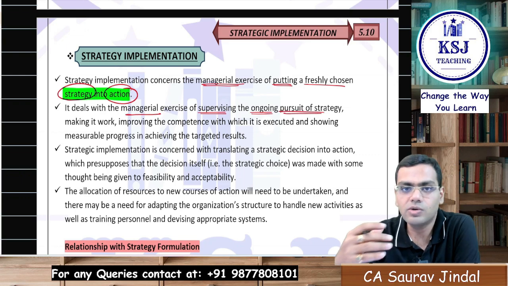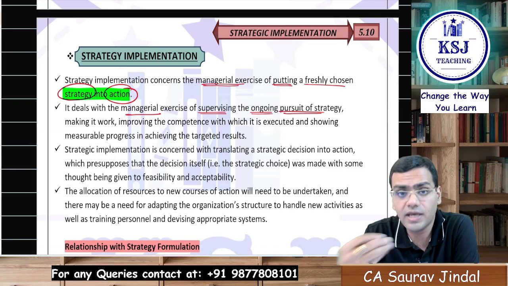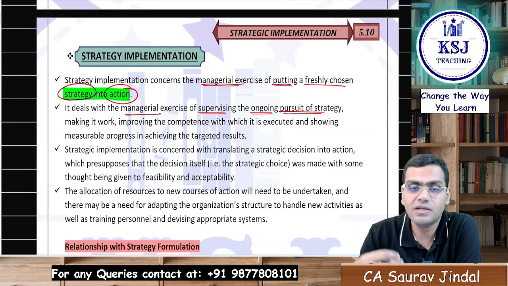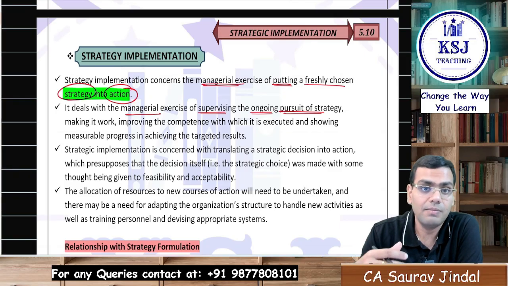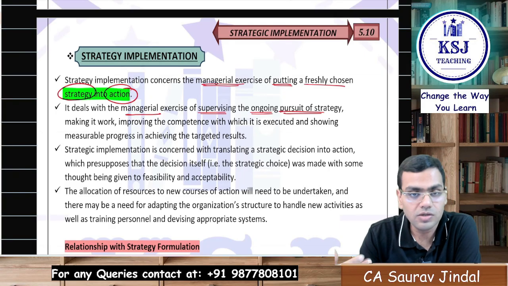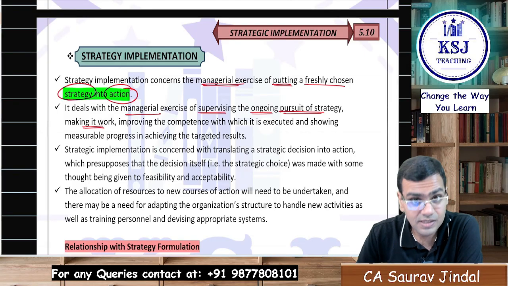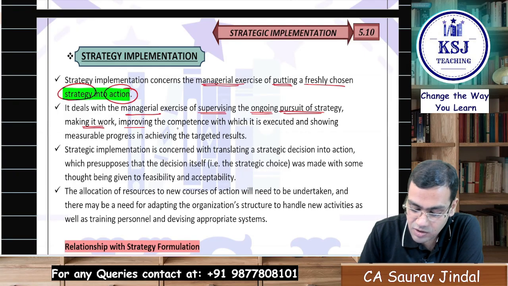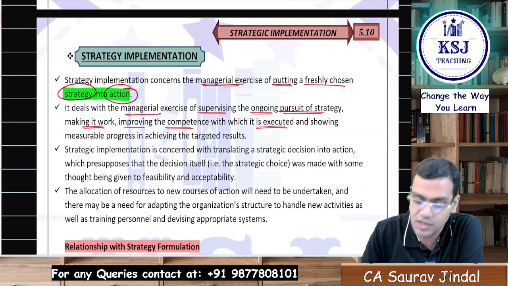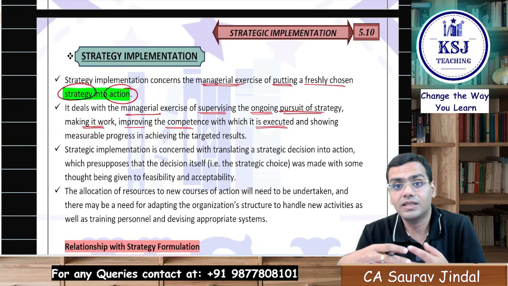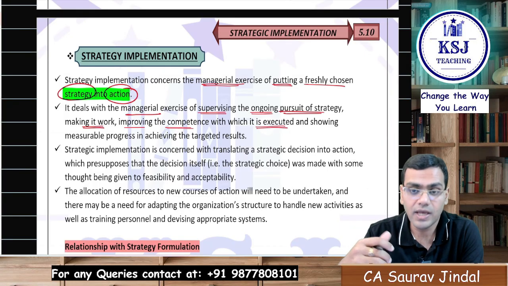So it also includes that whatever strategies are already going on, you need to look at those also, whether they are being implemented correctly, whether changes are required, whether a better implementation is required. That is also a part of it, right? Making the existing strategy work, improving the competence with which it is being executed, right? Competence is what? The strength. So you need to work on the strength so that it is executed in a better way, right?